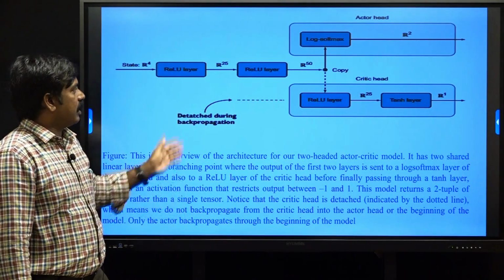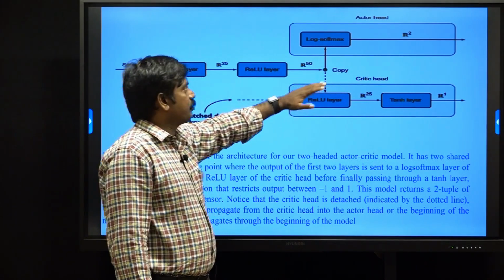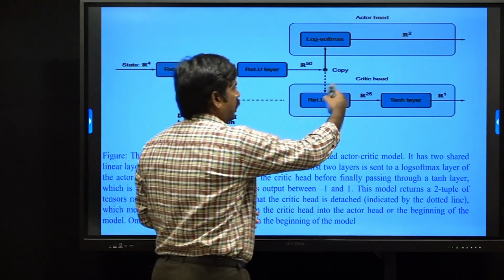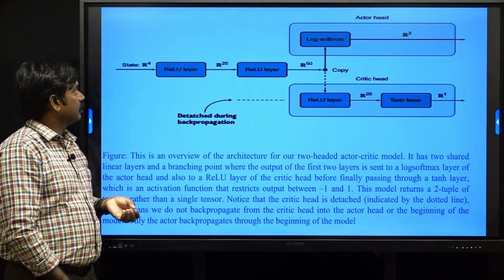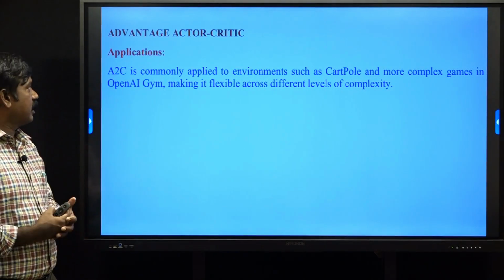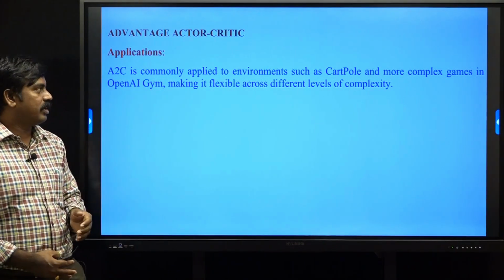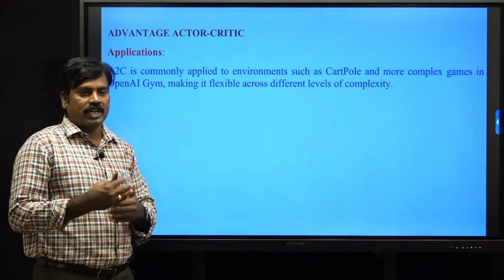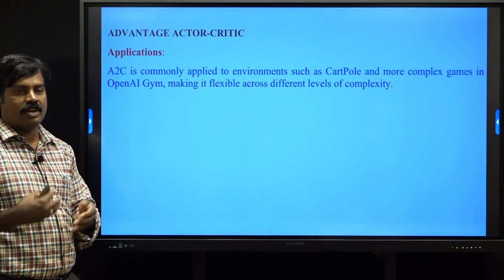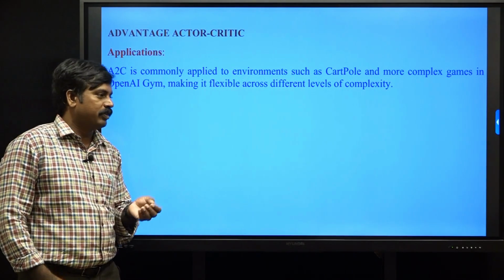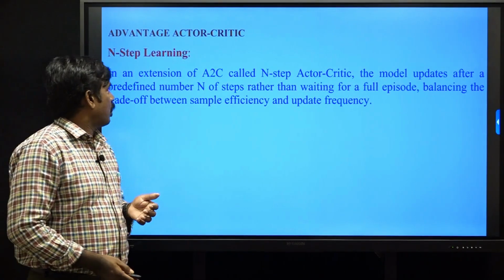Here we update the actor loss and critic loss based on the relation between them, in order to reduce the loss values. The advantage of the actor critic model is that A2C is commonly applied to complex environments. Q-learning individually does not solve complex problems, and policy functions individually do not solve complex environment problems. So we combine both with distributed learning to solve complex problems.